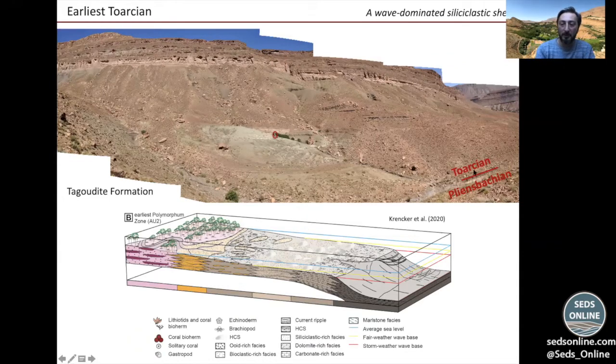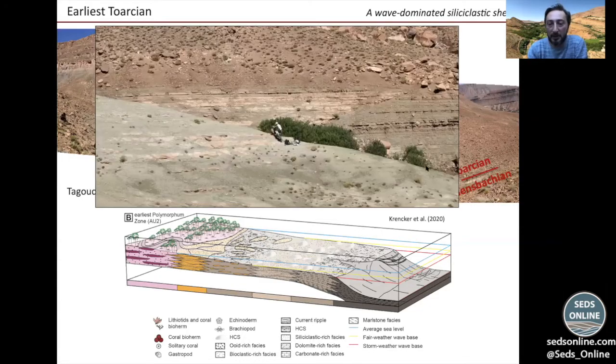Here's the Pliensbachian-Toarcian boundary down there. And then you see this huge, I think it's around 150 meters of deposits that are wave-dominated siliciclastic deposits. That's what I've highlighted here. And if I zoom into here, you can nicely see these turbiditic deposits, and you have even deep water channels here. So some very nice things.